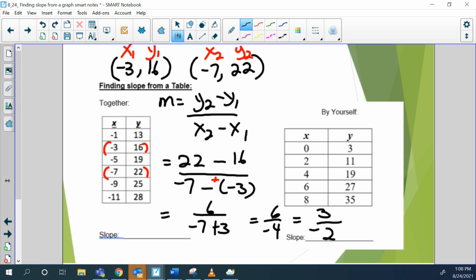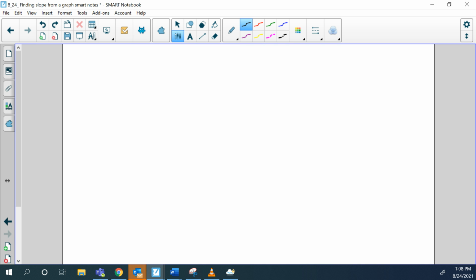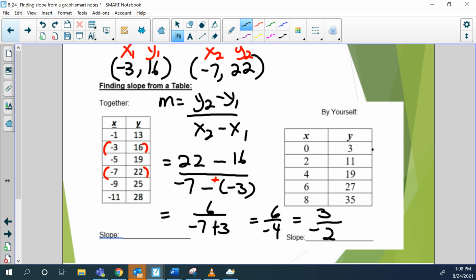I'm going to leave this one. You can try on your own by yourself. Same process. All right? And I think that's the end of it. All right, guys. So that's it right there. Finding the slope from a table and graph.